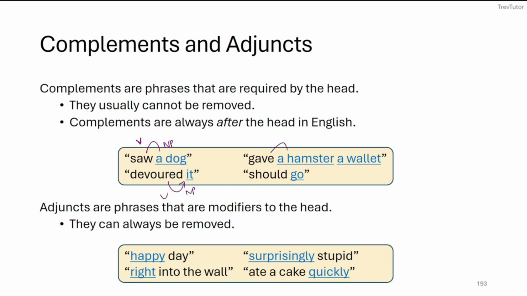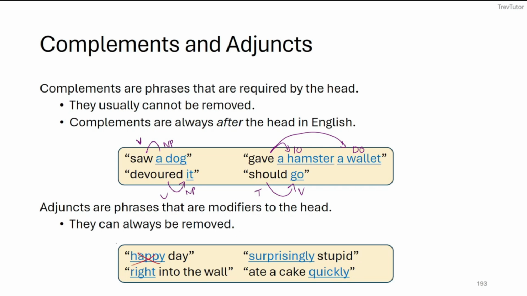Gave a hamster a wallet. These are both complements because gave is ditransitive, so it needs an indirect object and it needs a direct object. In the case of should go, if you have a modal auxiliary, in this case, you need to have something that follows it. So go would be the verb that is the complement to the modal. Now, adjuncts are a little bit different because adjuncts can usually or almost always be removed. So in the case of a happy day, we don't need to say happy.